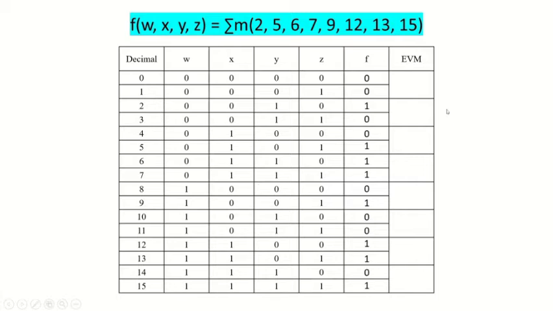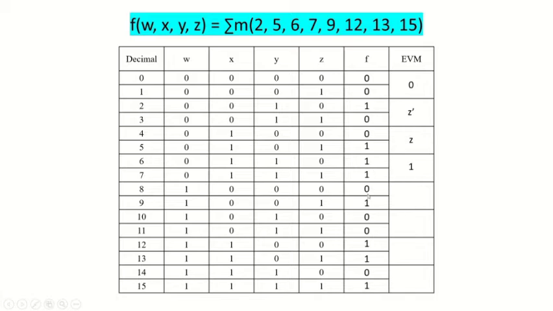Now we want to determine the EVM value. These two are 0, this is 0, 1, so we stick to 0. Next, this is 0, 1 and this is 1, 0, totally opposite, so we have Z prime. This is 0, 1, this is 0, 1, same, so we have Z. This is 0, 1, this is 1, 1, so we stick to 1.